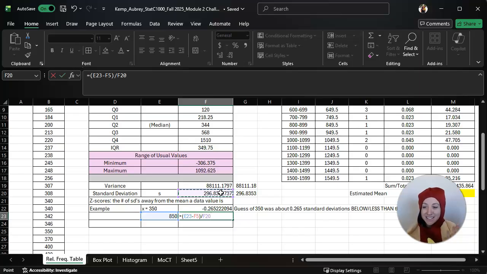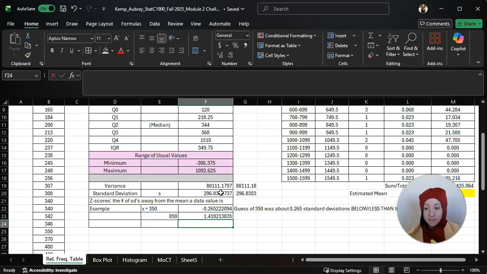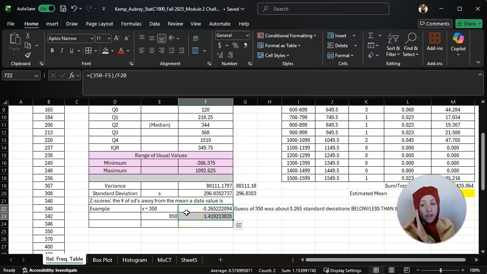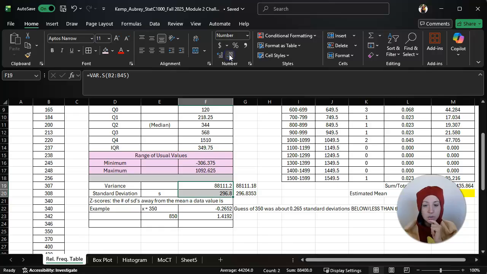This is essentially how we do it by hand, but y'all, Excel has a function for this, which is really great. First I'm going to show you this one more time this way. We're finding that difference and dividing by the standard deviation. That is the z-score of 850, meaning the guess of 850 is 1.42 standard deviations above, or greater than, the mean. Okay, I'm going to make all of these three decimal places, I think. I'm figuring that out.